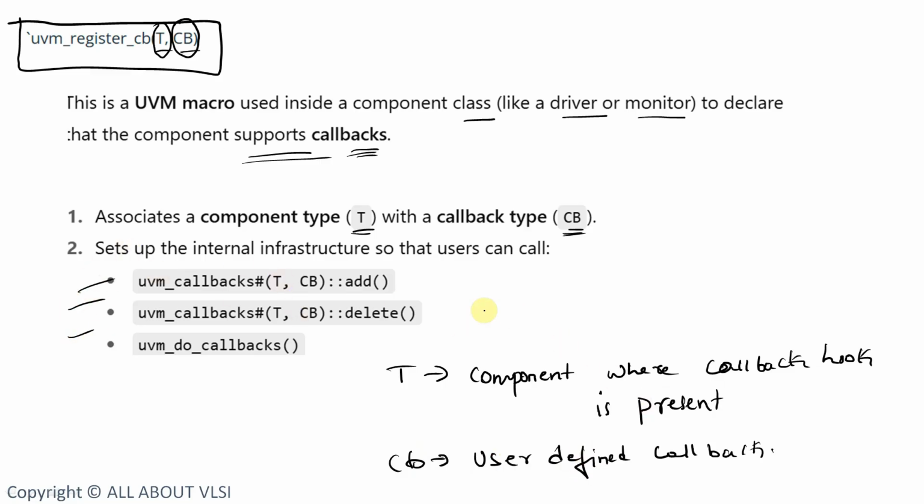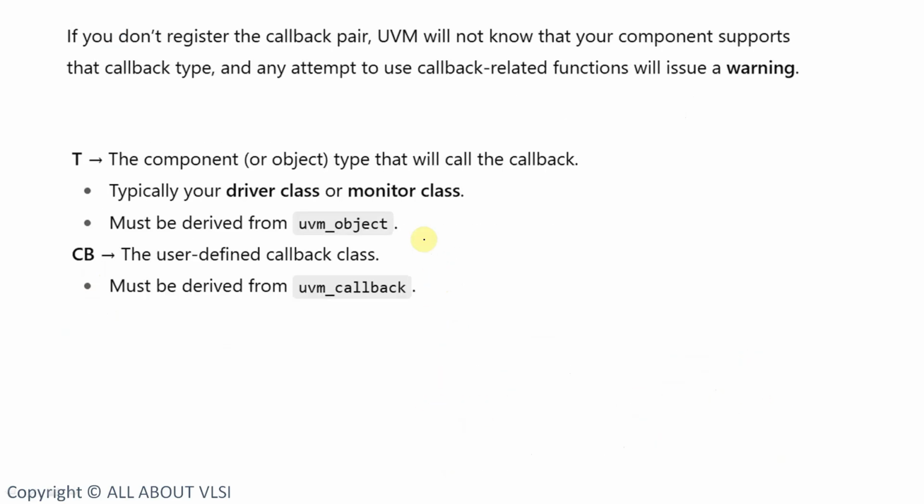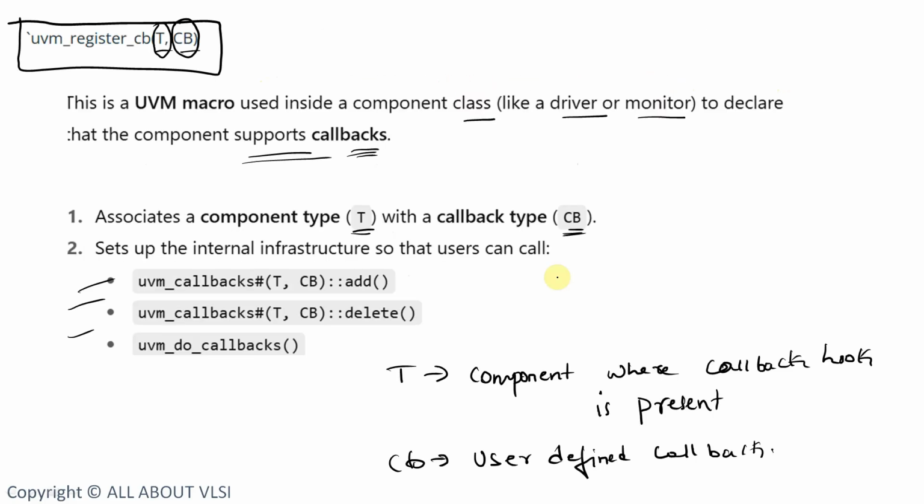First, let us try to understand what is this user defined callback and what is this component hook, the callback hook, which is present on the side of the component. If you don't register this callback pair, UVM will not know that your component supports the callback type, and any attempt to use the callback related functions will issue a warning. So you must register your class with this callback macro.